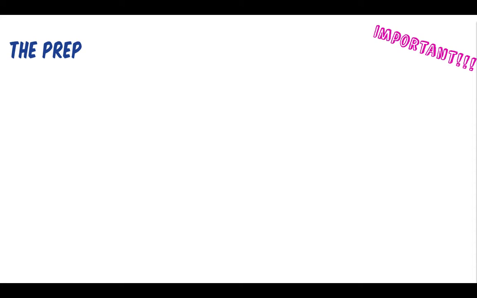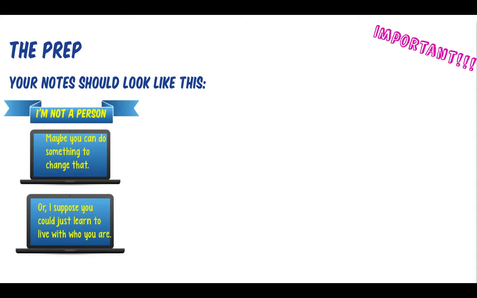Okay, so the prep is a really important part of this whole thing. It's probably the most important part because you need to remember what you're going to do in the speaking section here. So you're going to take your notes, and they should be like this. I'm not a person. Maybe you can do something to change that, or I suppose you could just learn to live with who you are. You know, the format will be different on your piece of paper because you will have taken notes in 2 columns.